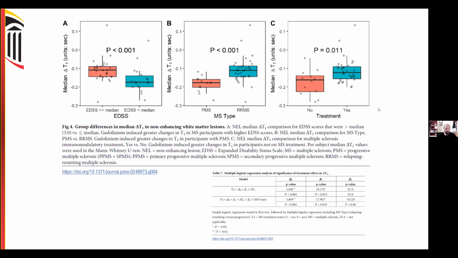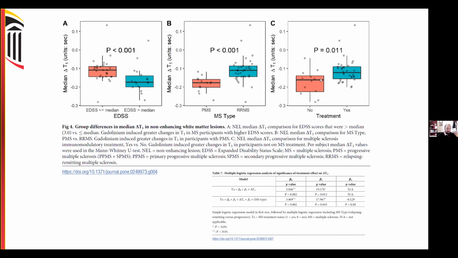And interestingly, we have some patients in the study who were scanned at the time of being on MS treatments and some that were scanned at times of not being on MS treatments. What we found was that actually the delta T1 value was larger in the patients who were not on treatment compared to those who were.